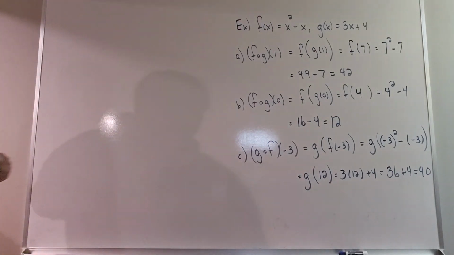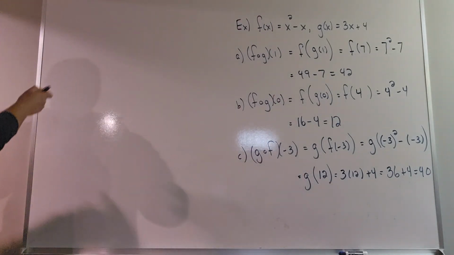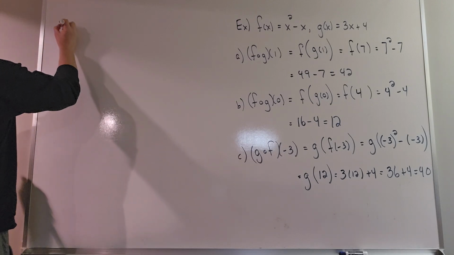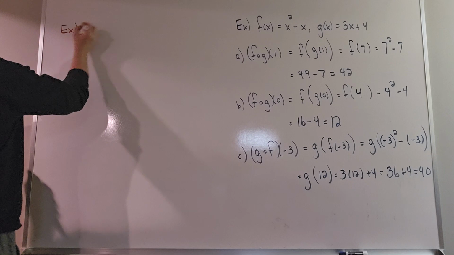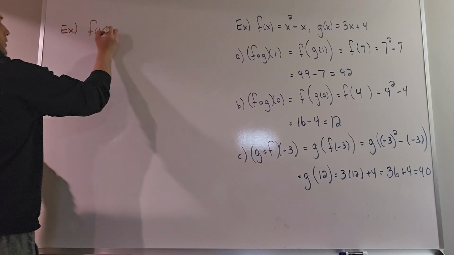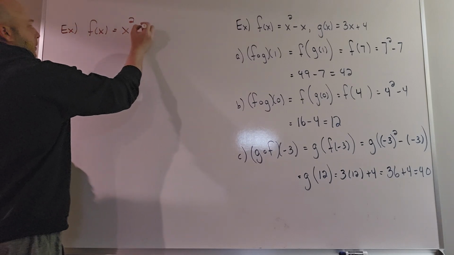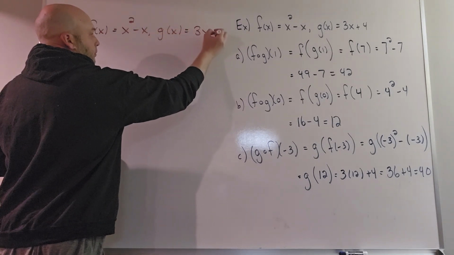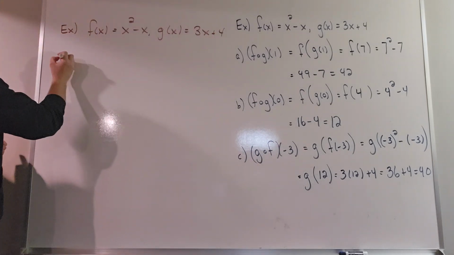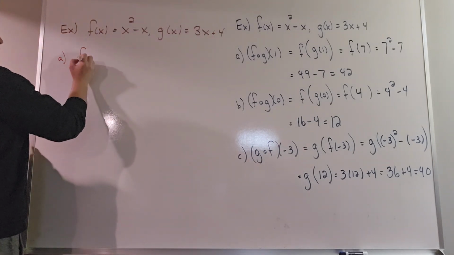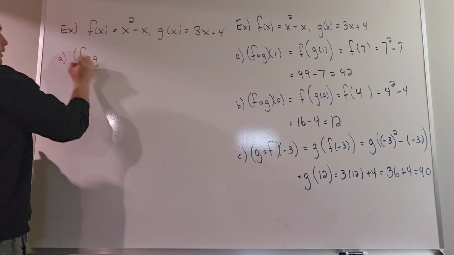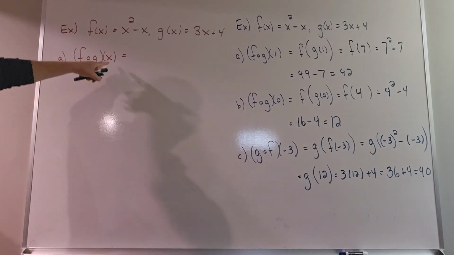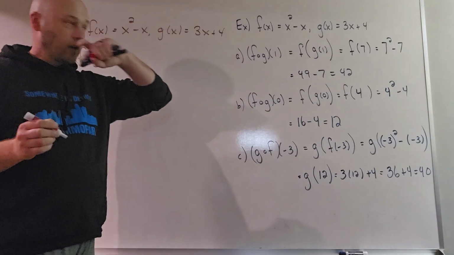And for illustration purposes, let's use those same functions. All right, next example. Once again, let's use f of x is x squared minus x, and g of x is 3x plus 4. Part A, let's look at what if I was to evaluate f of g of x. And we'll compare it with the previous example.